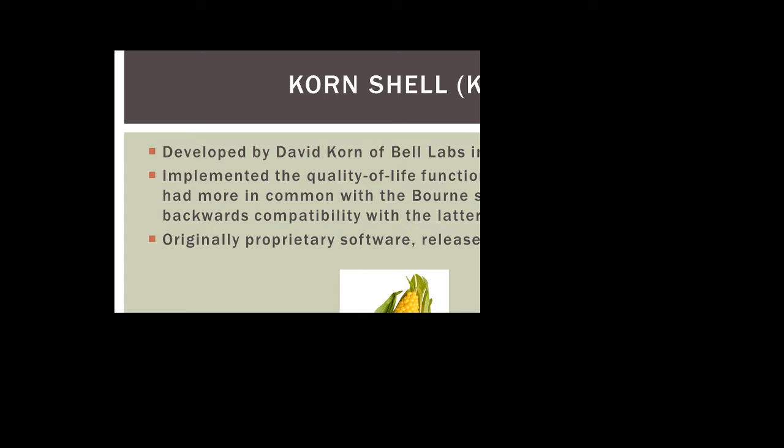Next came the Korn shell, or KSH. It was developed by David Korn of Bell Labs in 1983. It implemented the quality of life functions from the C shell, but it had more in common with the Bourne shell, and it had strong backwards compatibility with the latter. Now, it was originally proprietary software that was only used inside Bell Labs. I think there were a couple variants. I know there was at least the Korn Shell 93, which was still proprietary, that's 14 years later, until it was finally released open source in 2000.